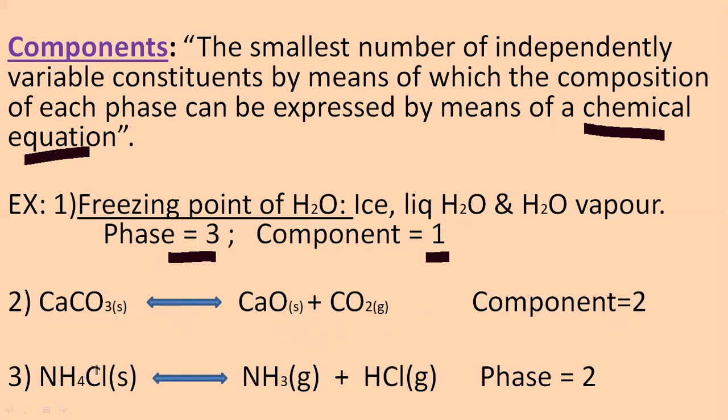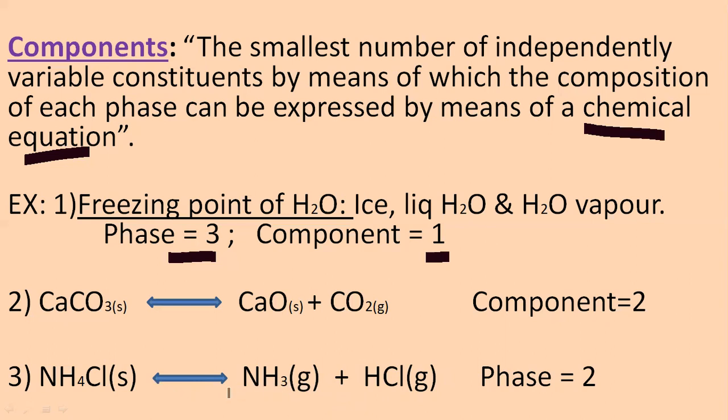In the same way, take one more example, the dissociation of ammonium chloride, which dissociates to give ammonia and HCl gas. Here the number of phases again will be 2, because one is for the solid and another for the gaseous state. And the number of components again is equal to 2, because you are observing two different chemical compositions.